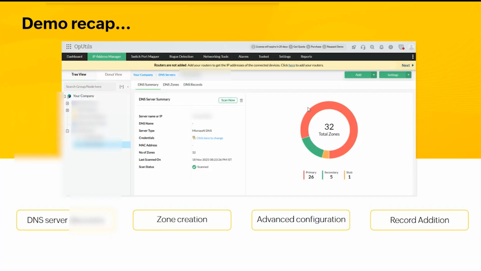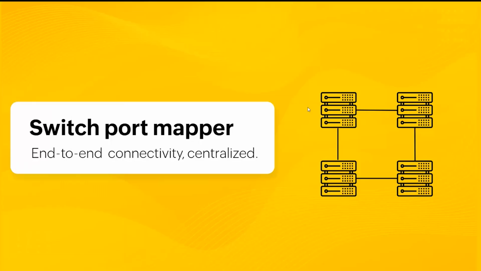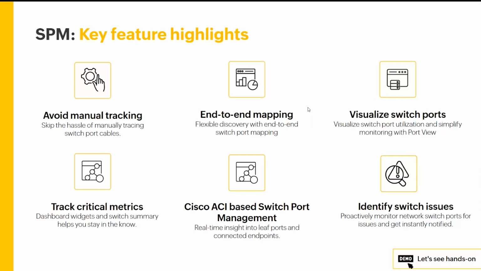Now, let's move on to the next module, that is switchport mapper module. IP management and switchport management really go hand in hand when it comes to managing your network address space. But can you imagine manually tracing network cables just to track and manage switch ports? That might work in a very small setup, but in a large network with multiple devices connected to multiple switches, it becomes almost impossible. This is where switchport mapper in OpUtils makes life easier.